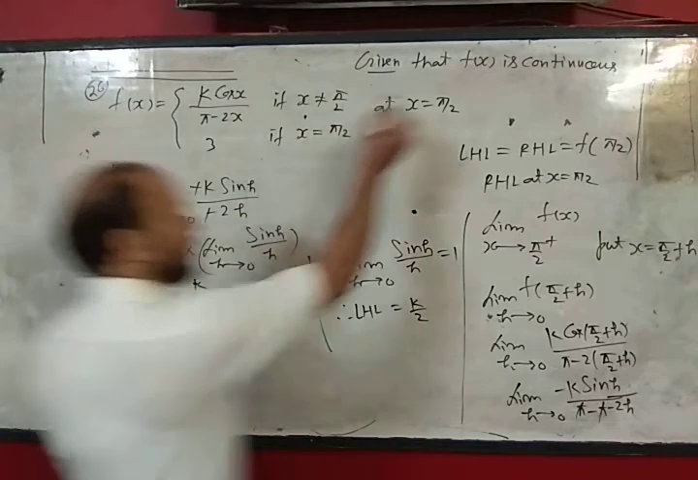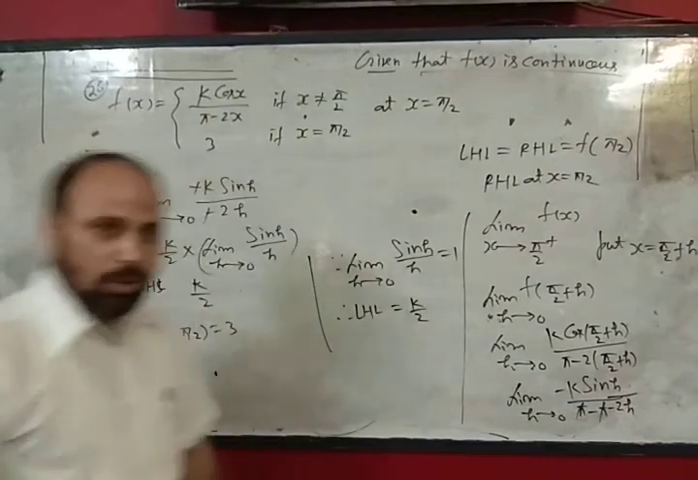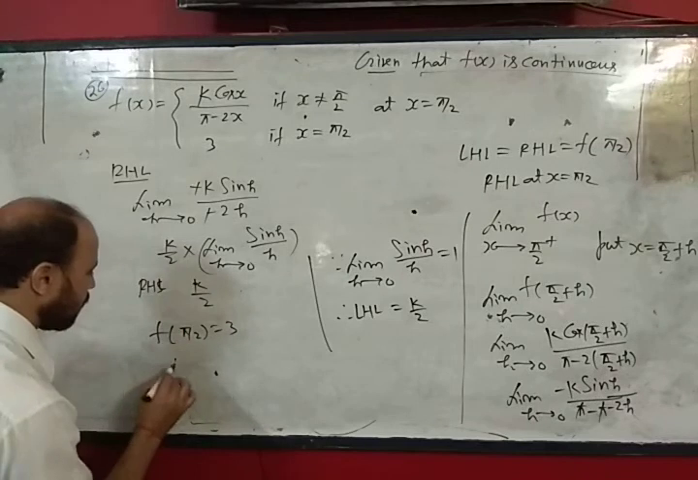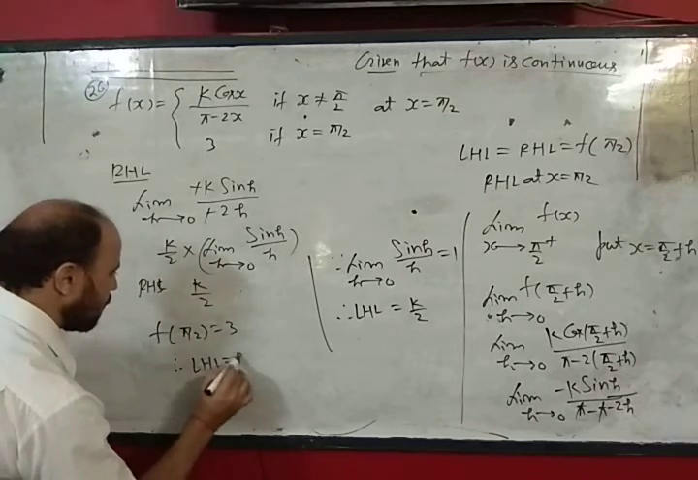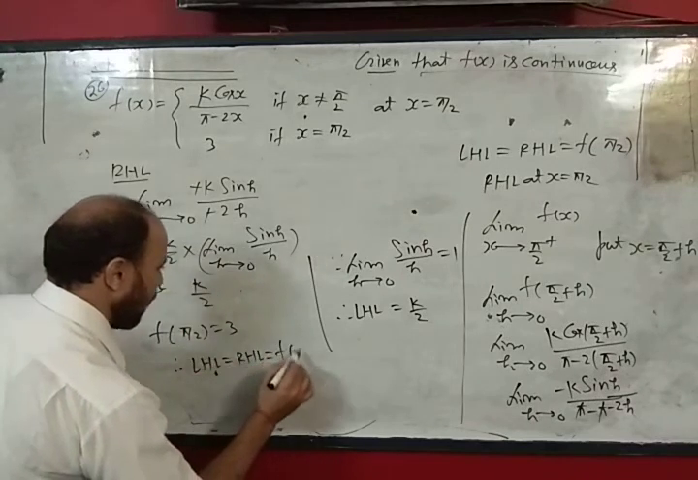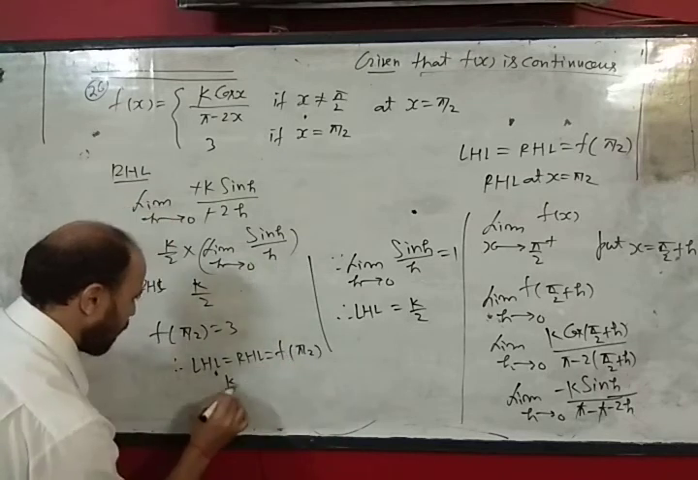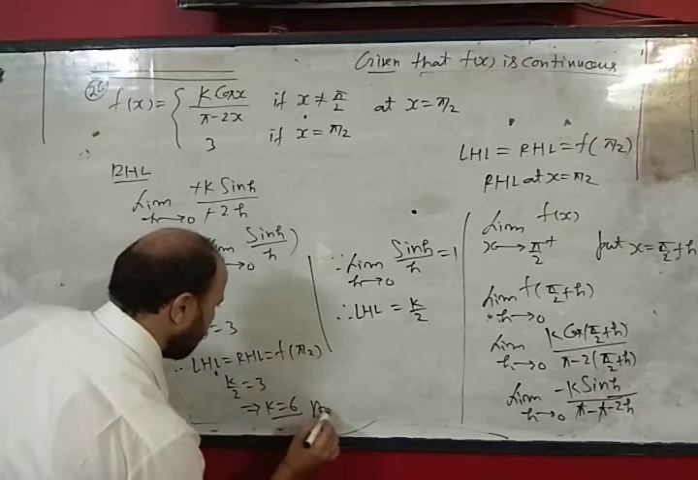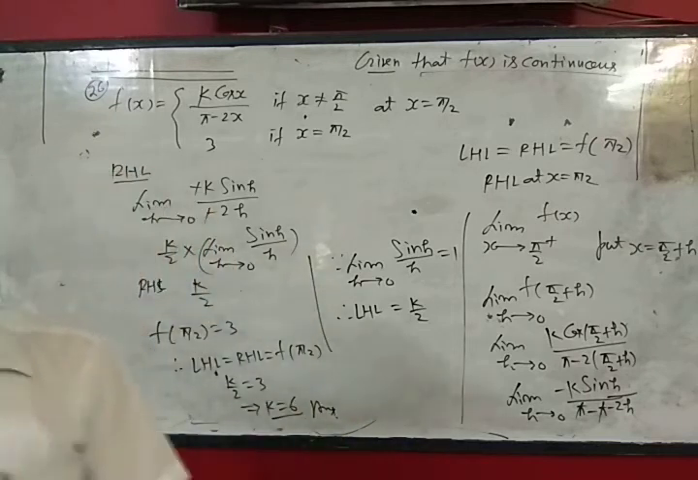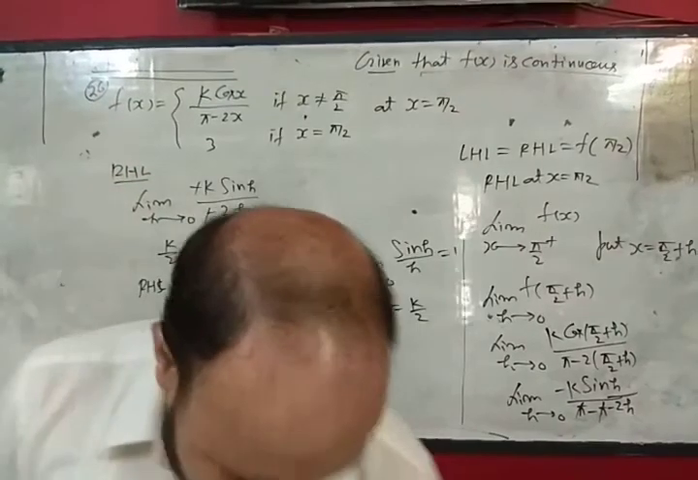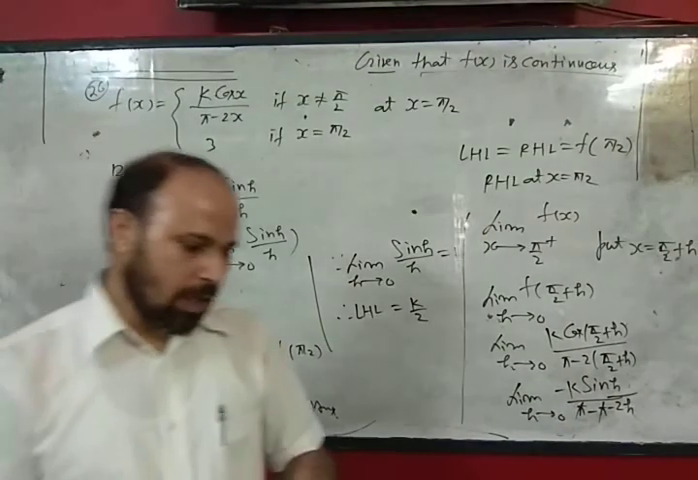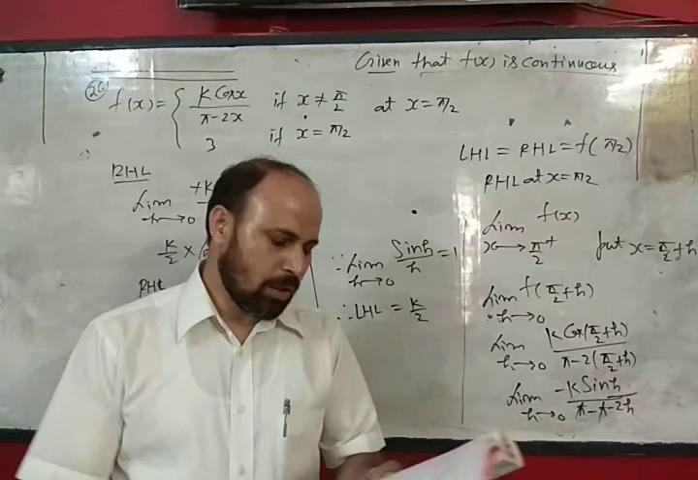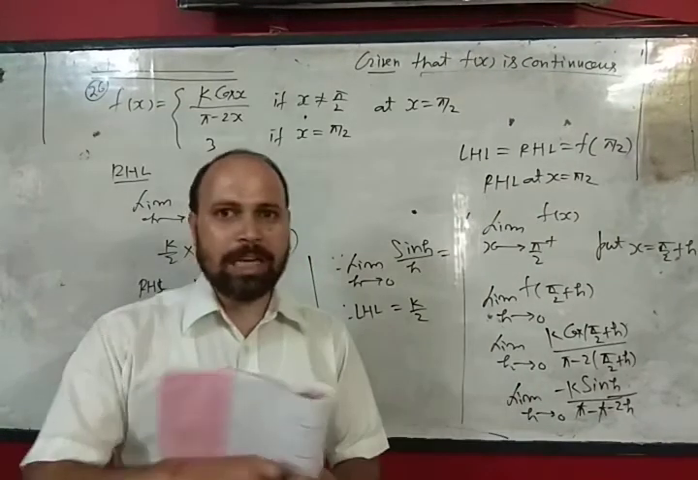Since the function is continuous at x equal to pi by 2, LHL is equal to RHL is equal to the value of the function, f(pi by 2). So k by 2 is equal to 3, which implies that k is equal to 6. That is the value of k. Questions 27, 28, 29 are the same type of questions. In these questions you have to find the value of k, so you can do them easily. Next, question number 30.